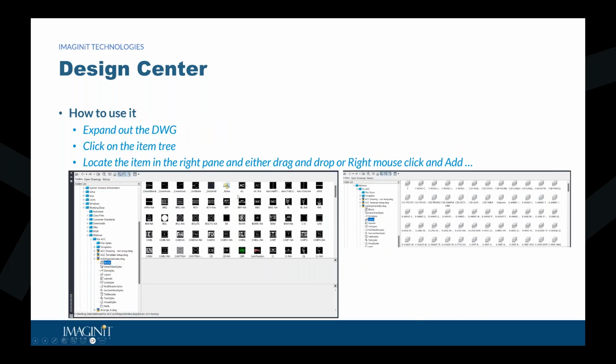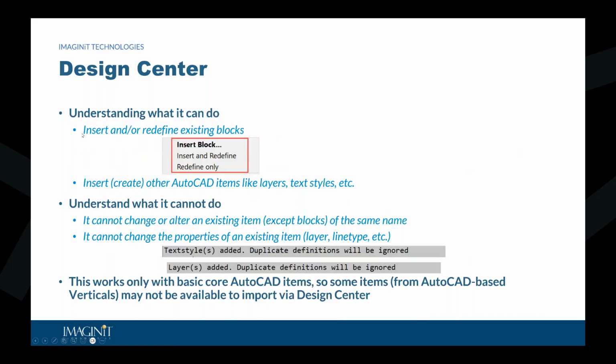A couple of things to understand what it can do. When you're inserting a block, it can either insert a block with that name. If that block name already exists, it will use the existing. You can insert and redefine it, or you can just simply redefine that block without reinserting a new copy of it. You can insert or create other AutoCAD items like the layers, the text styles, etc.